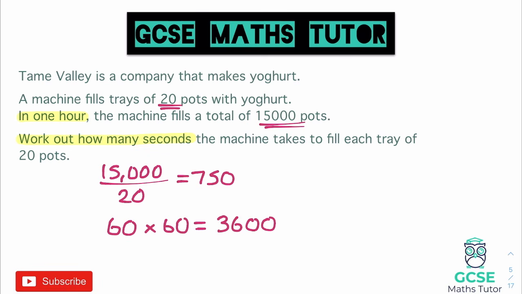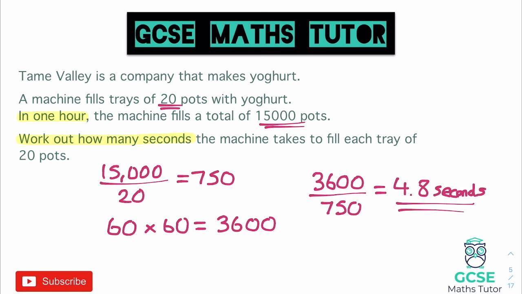So to work out how long it's going to take to fill up one of those, we'll do 3,600, the total amount of seconds, and divide that by the 750 times. It gives us 4.8 seconds, and that's how long it's going to take to fill up each tray of 20. And that'll be our final answer there. That is just being very careful with your time conversions and getting that 1 hour written in seconds.